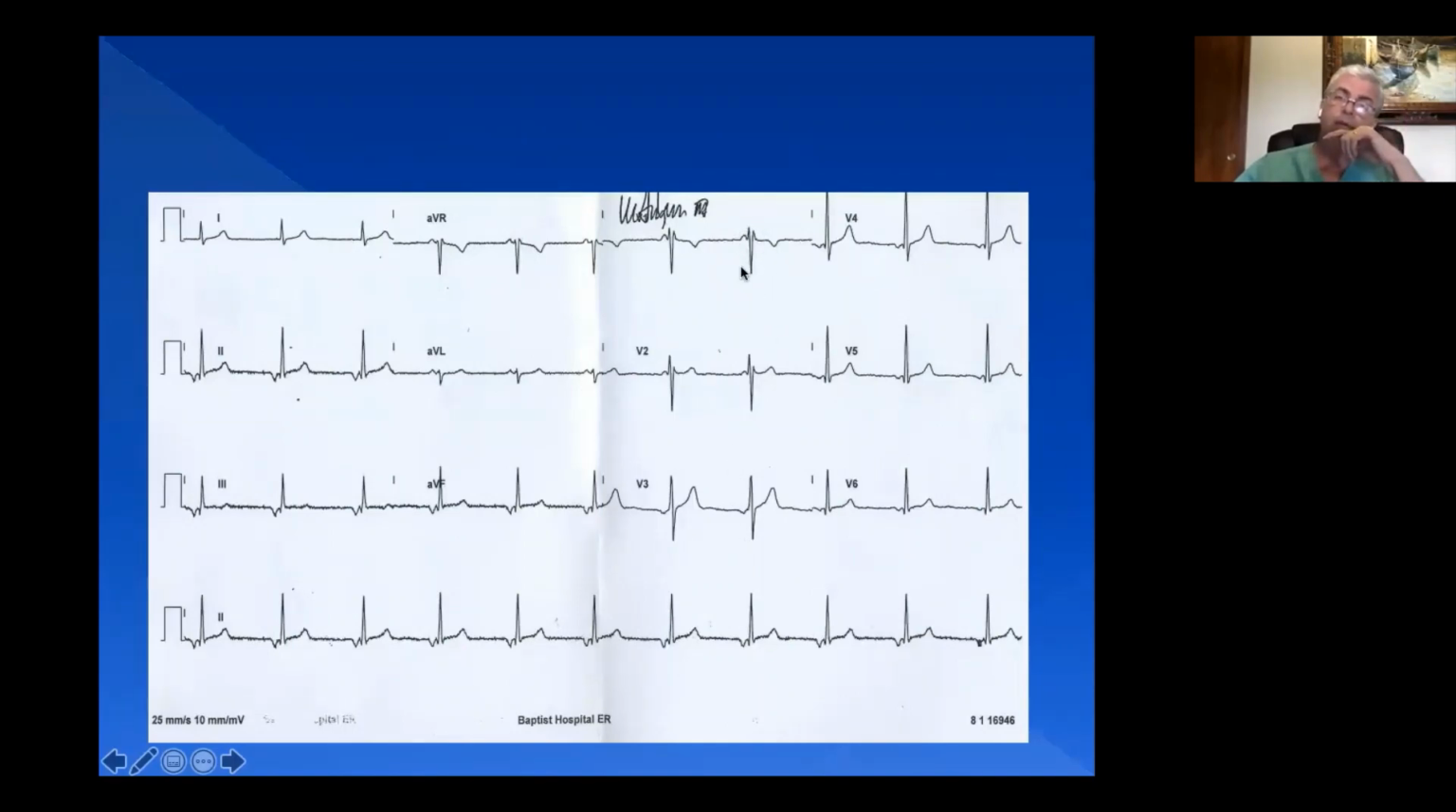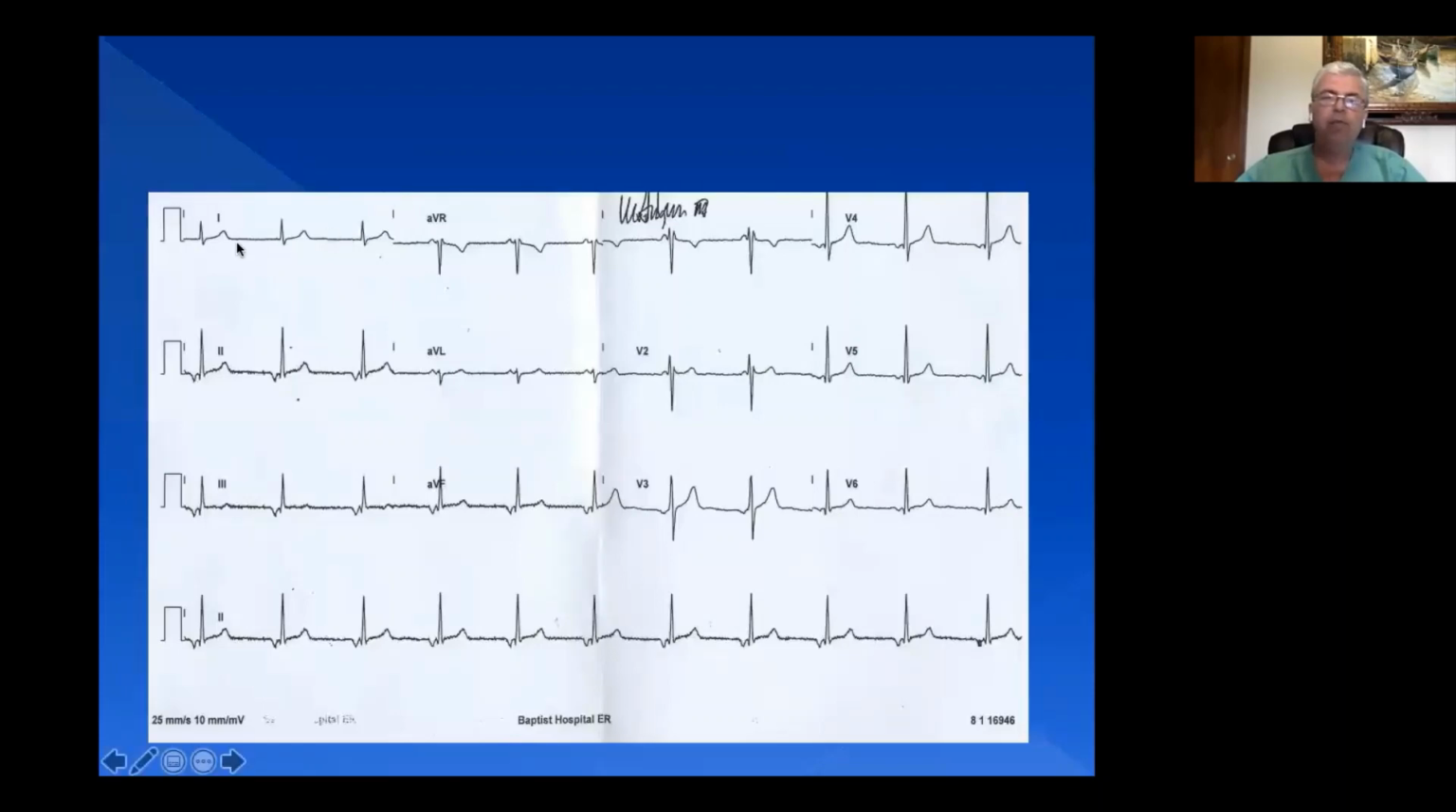RSR prime or rabbit ears, we always look at them and say there may be a right bundle branch block. The point I want to emphasize is, it doesn't matter if this patient has RSR prime. If the QRS is narrow, 100 milliseconds or less, it is not bundle branch block, regardless of the shape of that QRS. Narrow QRS excludes bundle branch block and tells us it's a supraventricular rhythm.